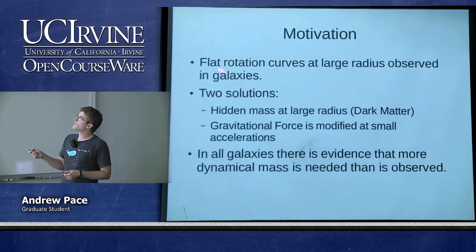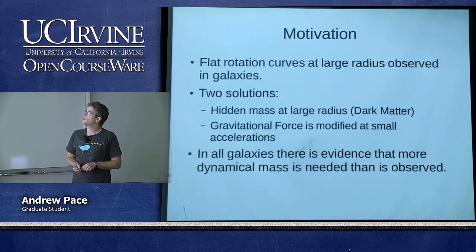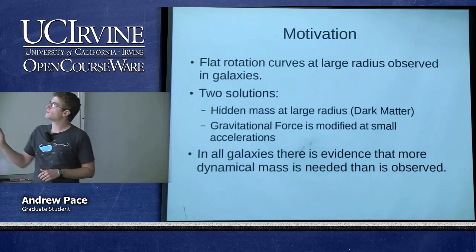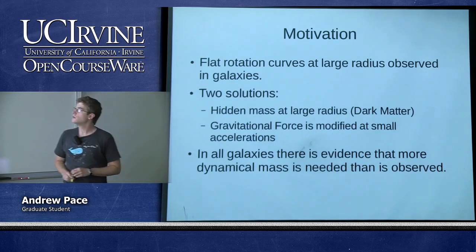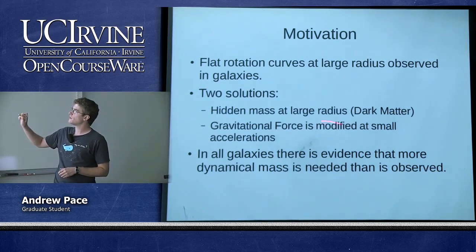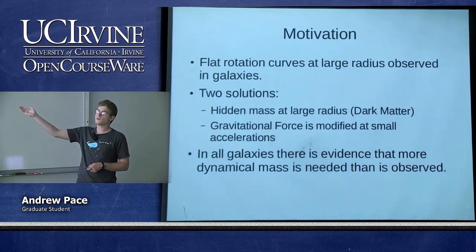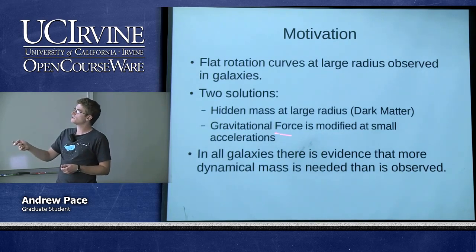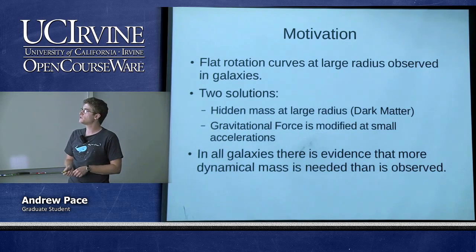The main motivation is that in galaxies with rotation curves, at large radius, they flatten out. And the radius at which they flatten out is usually after you've gone past most of the matter. So there's kind of two solutions. The first is that there's a hidden mass at large radius. This is the dark matter, and in astronomy and astrophysics, this is your conventional solution. The other solution is that you can have the gravitational forces modified at small accelerations. And so I'm going to focus on the second one here.